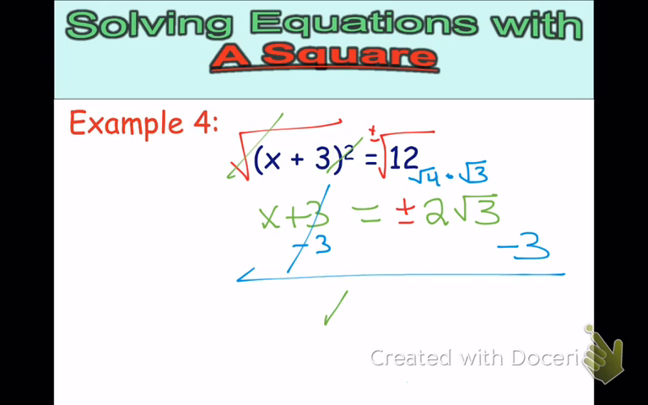So we're going to be left with x equals, I'm going to put the negative 3 first, then the plus minus 2 radical 3. And that's my final answer. I can't actually add or subtract these unless I use a calculator. So this answer is perfectly fine as you see it. It's exact. Let's go ahead and move on to the next one.